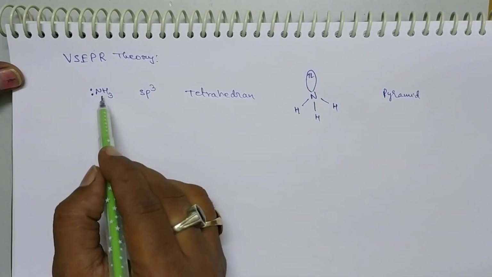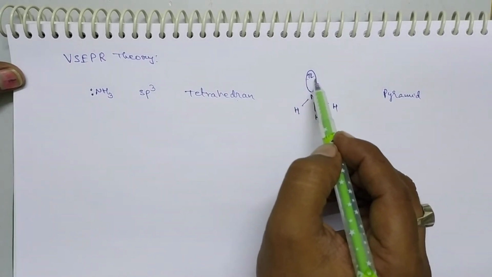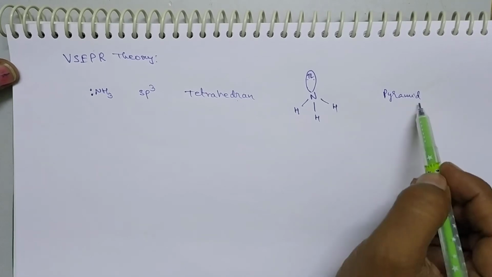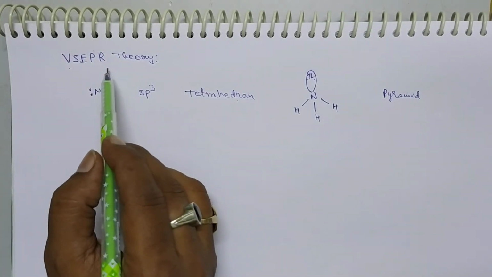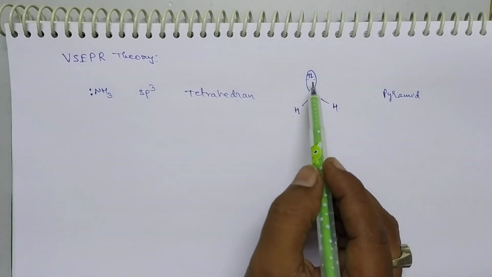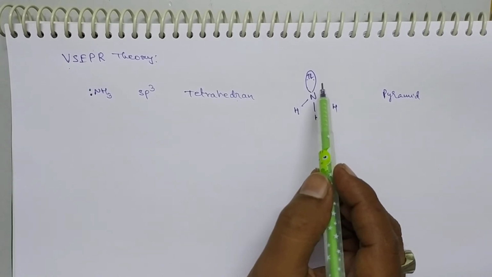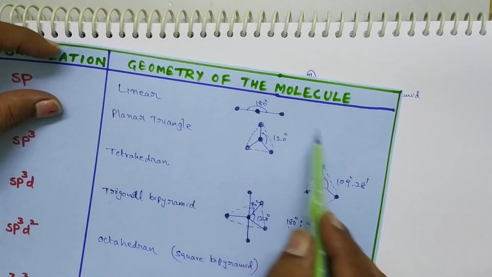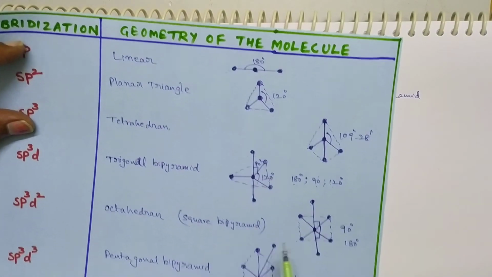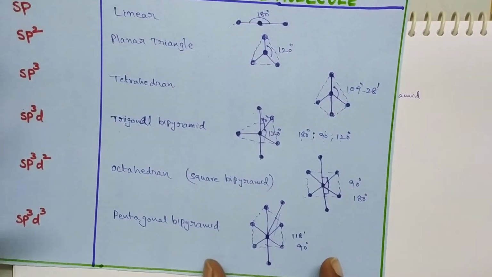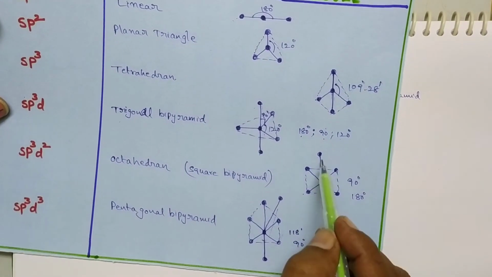So here for the ammonia molecule it should be tetrahedron geometry, but due to the presence of this lone pair of electrons it changes to a pyramid structure. According to the valence shell electron pair repulsion theory, if any lone pair of electrons occupies any one of these corners, then the structure will be deviated so as to get more stability. So to get stability, the structure will be deviated.